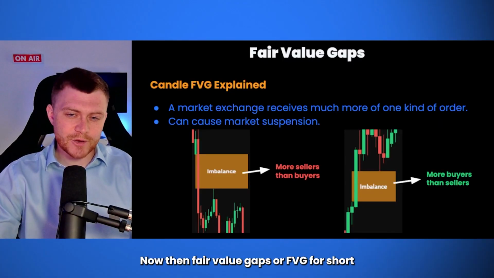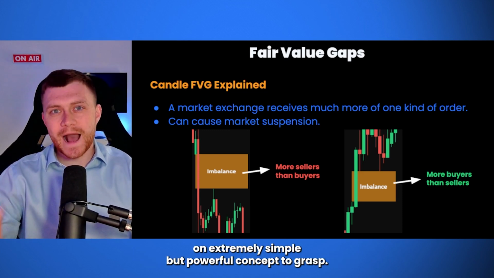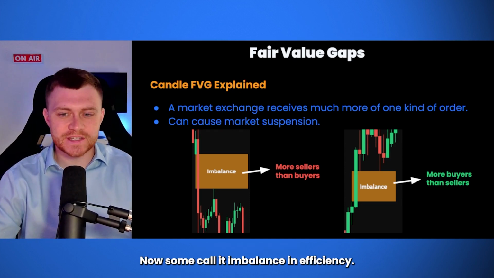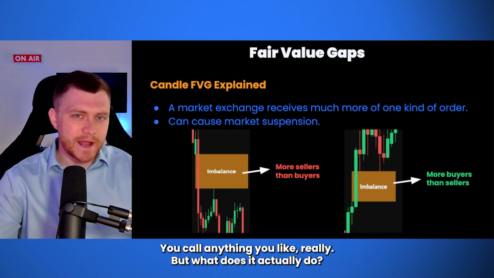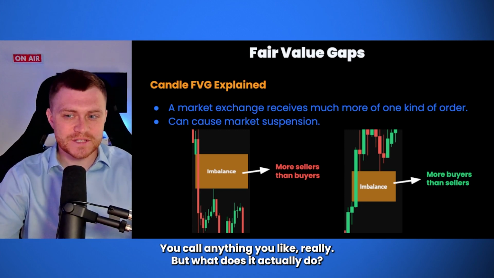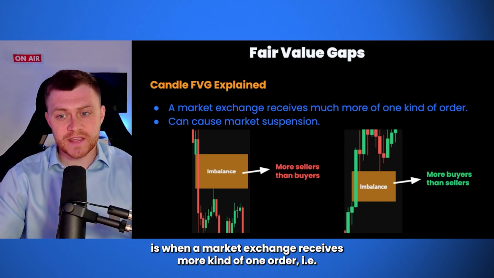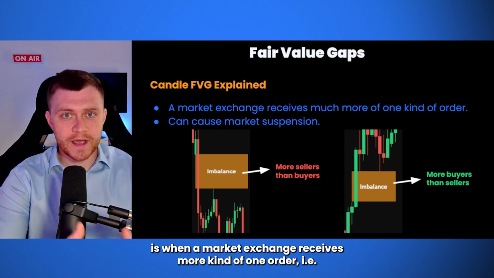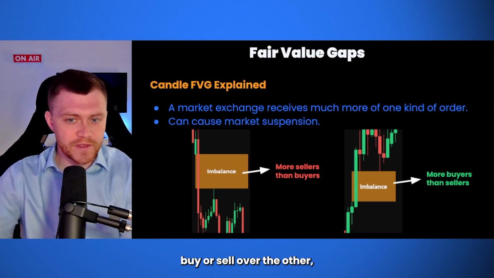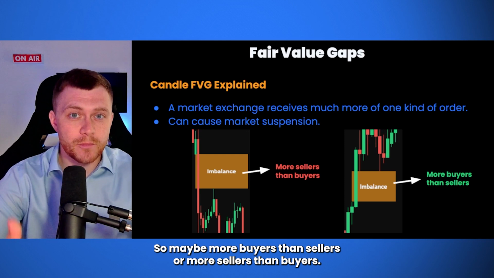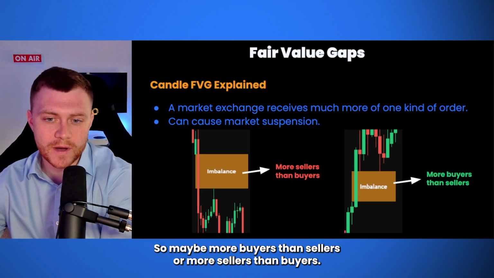Now then, fair value gaps, or FVGs for short, are an extremely simple but powerful concept to grasp. Now some call it imbalance, inefficiency, liquidity voids. You can call it anything you like really, but what does it actually do and what's it all about? Well, an imbalance of orders is when a market exchange receives more of one order, i.e. buy or sell, over the other, and not enough of the opposite side of the order, so maybe more buyers than sellers or more sellers than buyers.